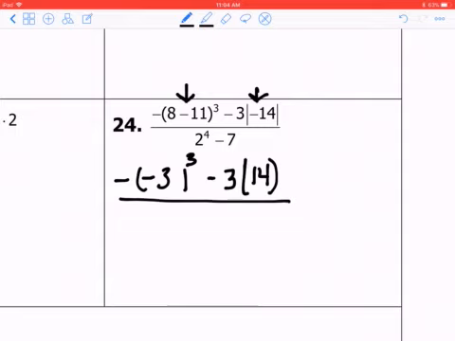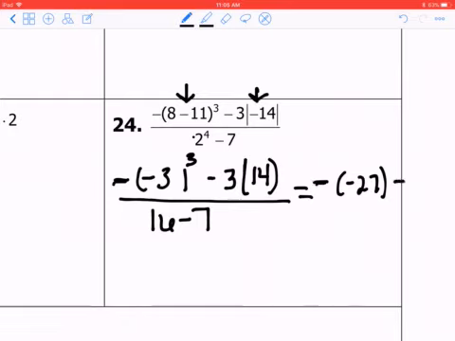In the denominator, this 2 to the 4th is going to give you 16. Then you bring down the 7. Okay, exponents. Negative 3 times itself 3 times gives you a negative 27. And notice I wrote this sign right here, again, on the outside. Okay, and then negative 3 times 14 is negative 42. And then 16 minus 7 is 9.